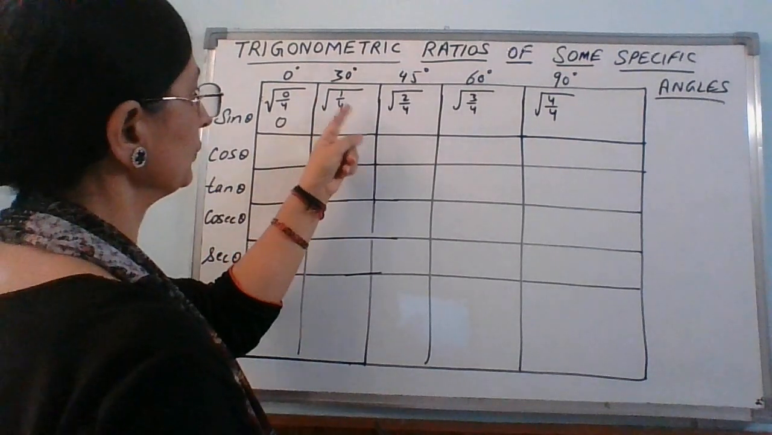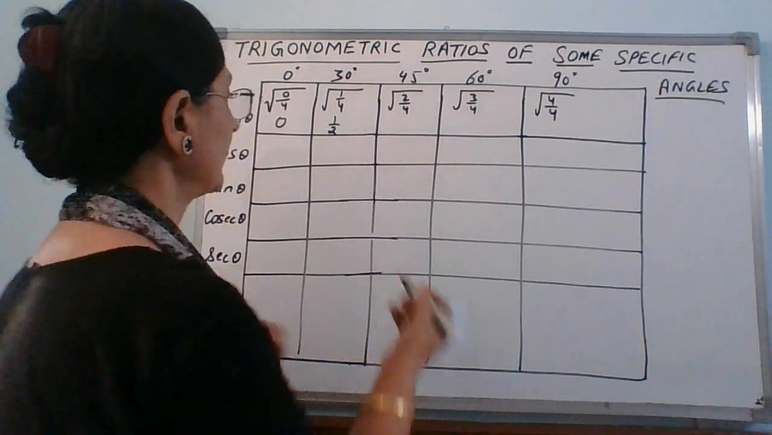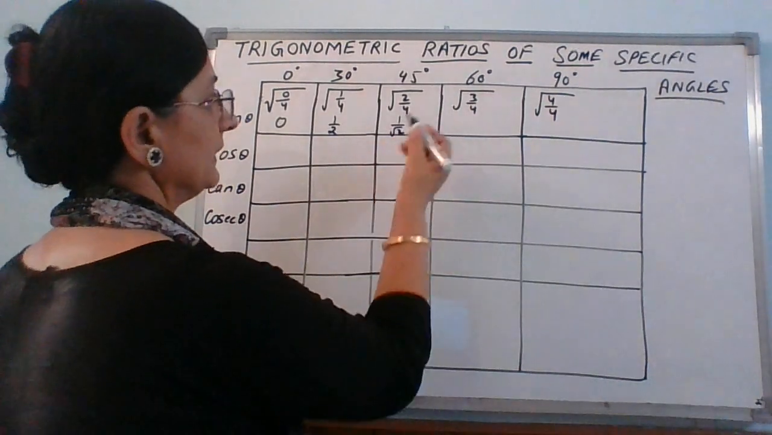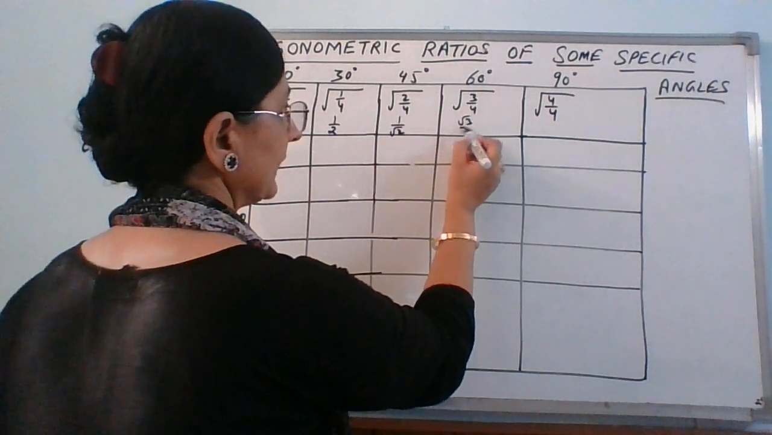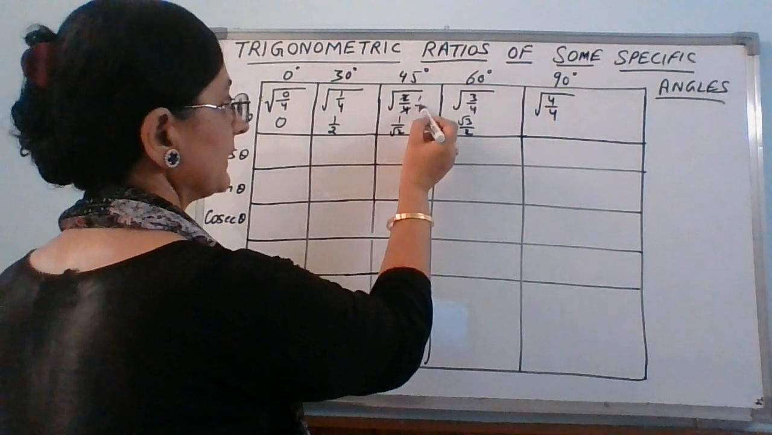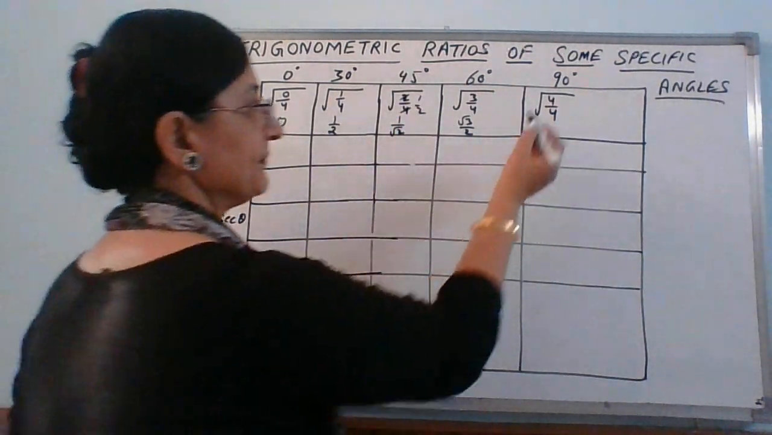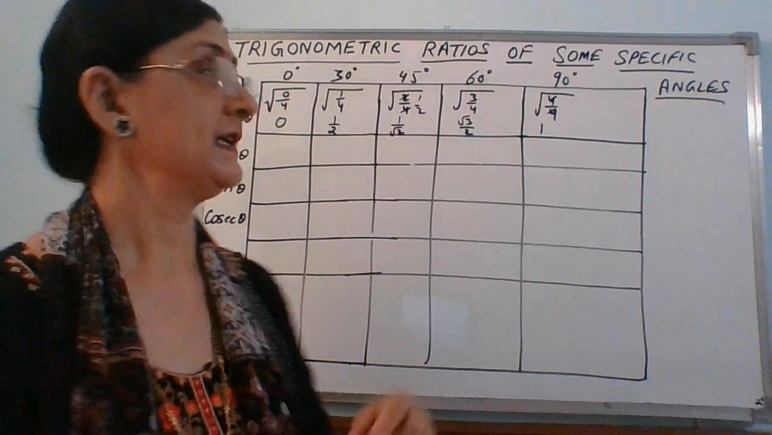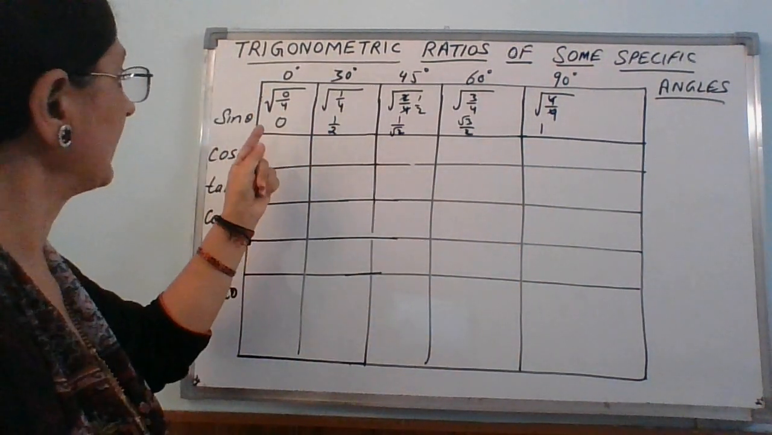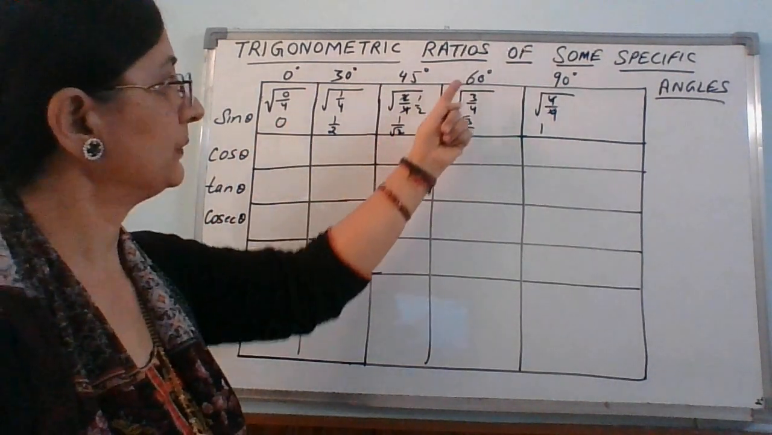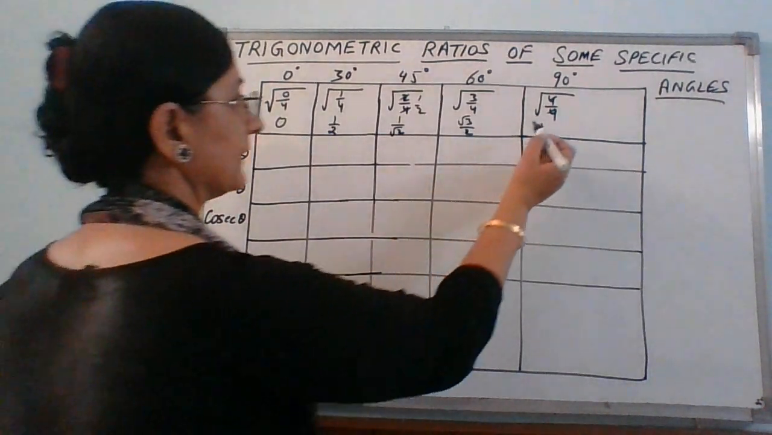4 is 2 into 2, so the square comes out of the root. Here it will be 1 by root 2. Now here it will be root 3 by 2. The 2 of 4 will come out but the 3 remains in the root. Here you can cancel it this way and then the root remains. Now this is 1 and this is 1. So what is the value of sine 0? It is 0. Sine 30 is half. Sine 45 is 1 by root 2 and sine 60 is root 3 by 2 and sine 90 is 1.